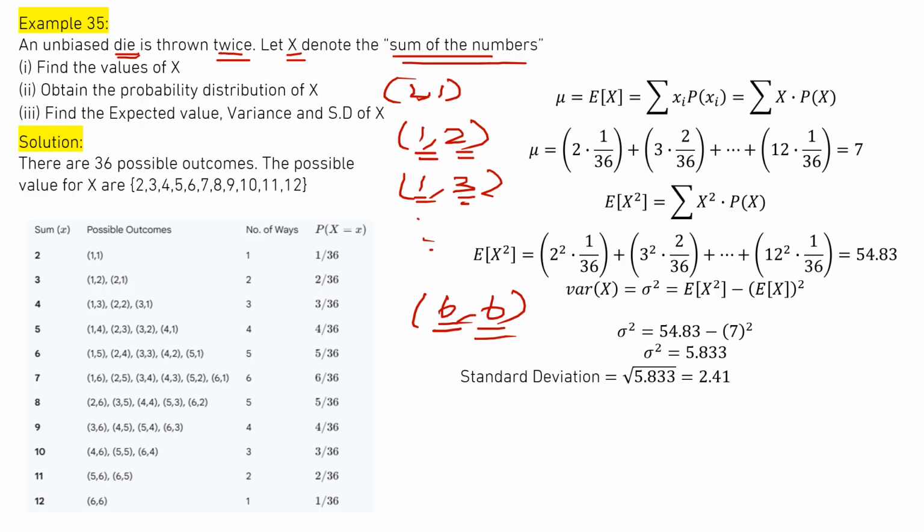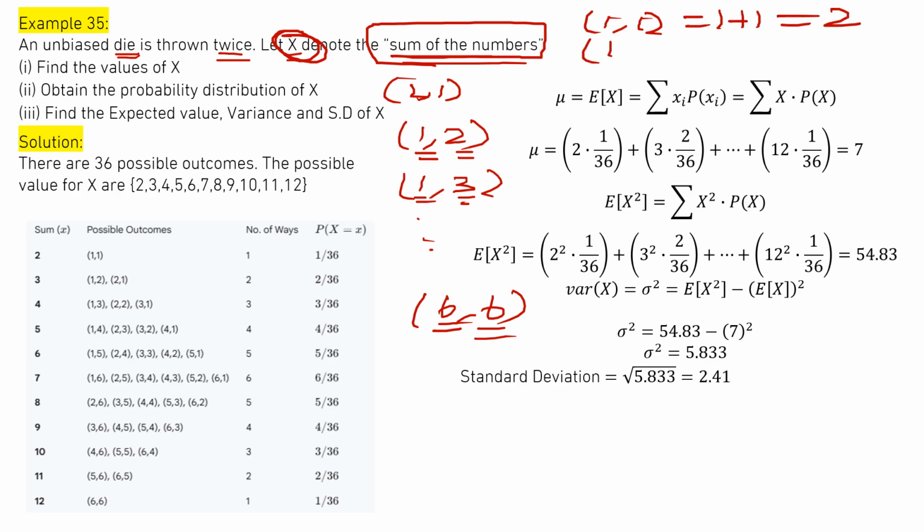Okay, so how do we define the random variable x? We define the random variable x as the sum of the numbers. So if it is 1 comma 1, what is the sum? 1 plus 1, which is equal to 2. If the die shows 1 comma 2, what is the sum? 1 plus 2, which is equal to 3.